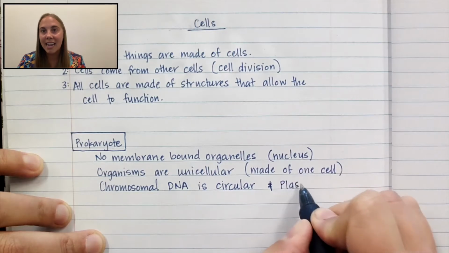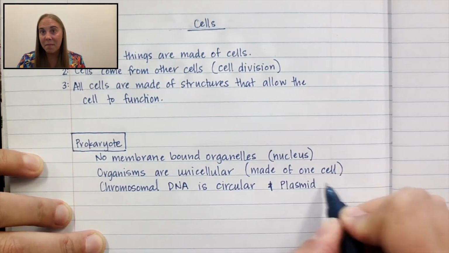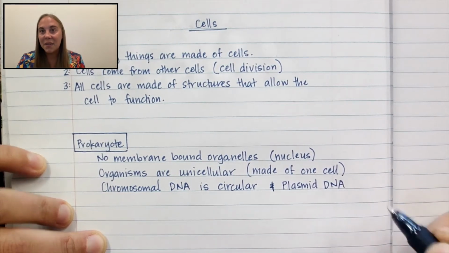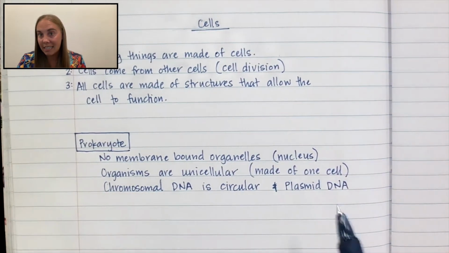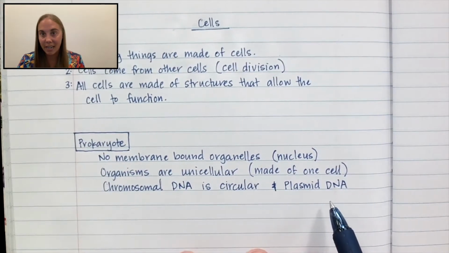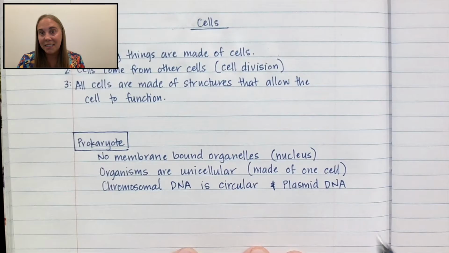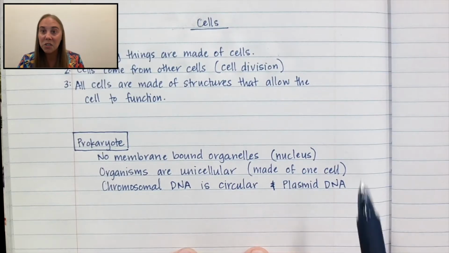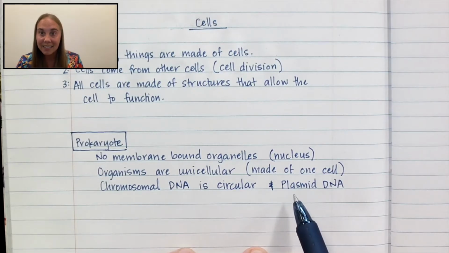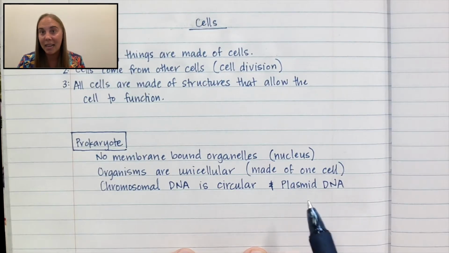And plasmid DNA is super cool because it's extra. They don't need it to survive. And so it does have genes, and those genes can give the prokaryotes traits. And the crazy thing is that things like bacteria can actually trade these extra pieces of plasmid DNA, which means that they can change their traits or their characteristics by getting new genes on plasmid DNA.